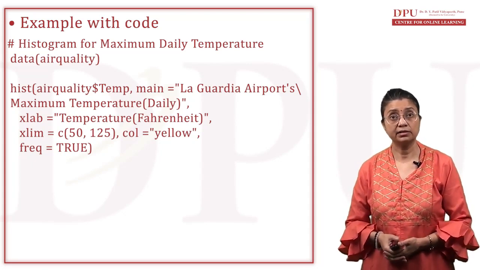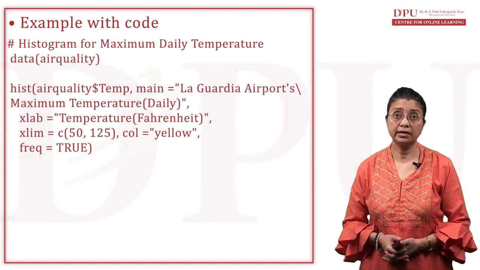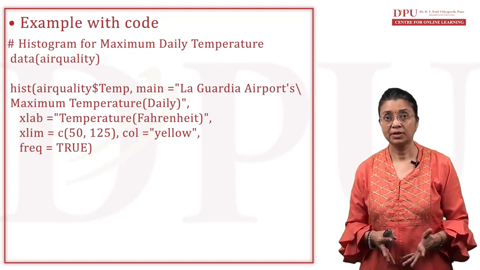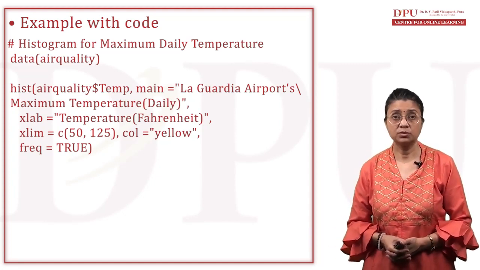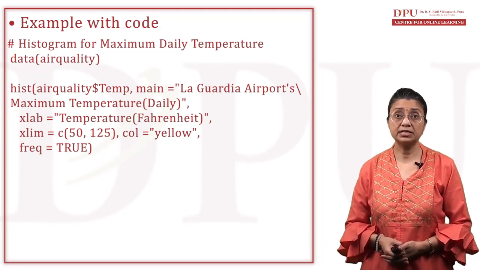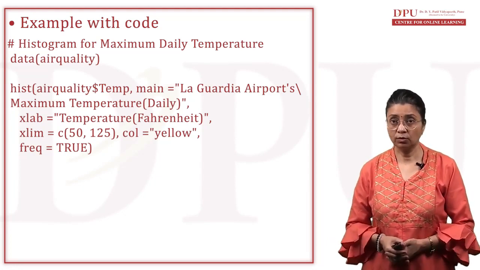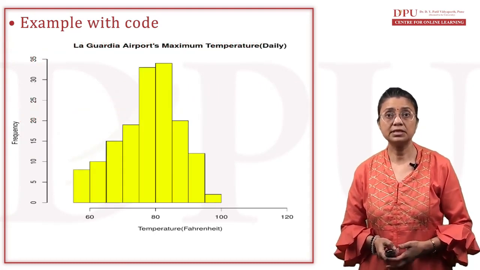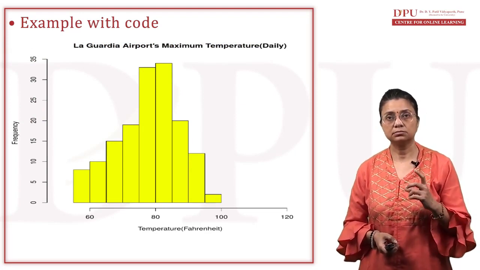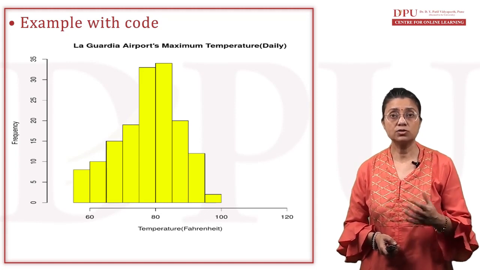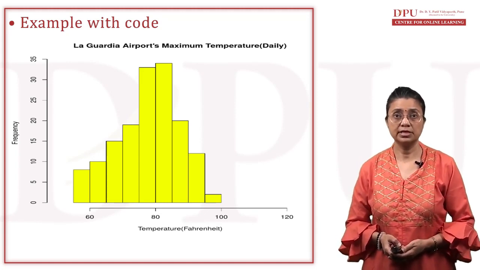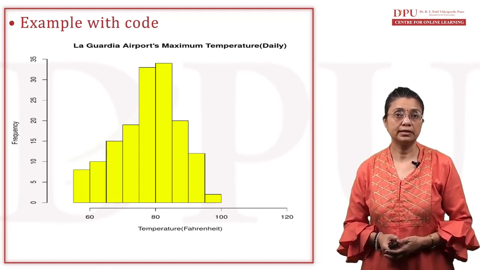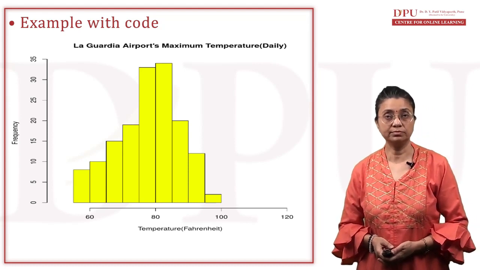So you can see over here the histogram for maximum daily temperature. We are having the data airquality, and in the histogram I am passing airquality temperature. Main is equal to LaGuardia Airport's maximum daily temperature. xlab is equal to temperature Fahrenheit, which is the label on the x-axis. xlim is 50 to 125. Color is yellow, as you can see. freq is true. So here is your histogram. It is of yellow color because the color was yellow. You can see that the range is from 50 to 125.